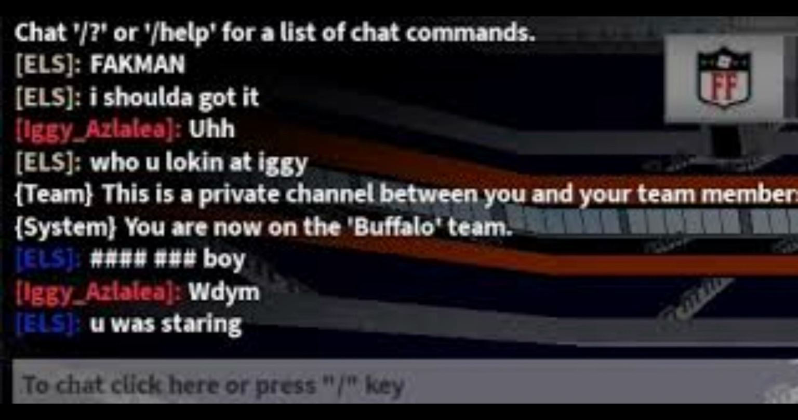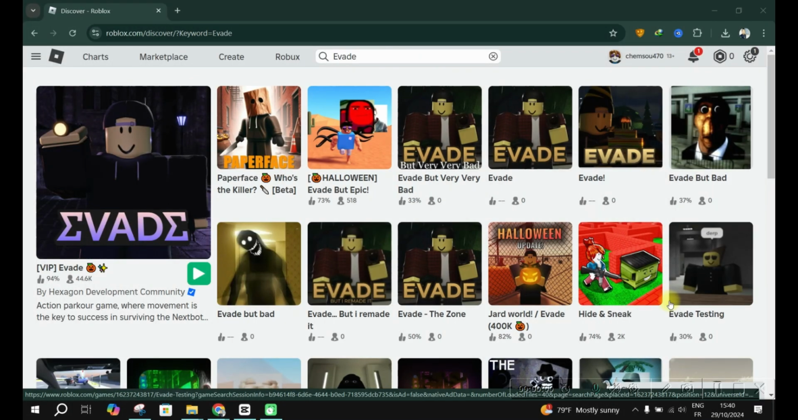Since chat filters are regularly updated, it's crucial to test different combinations of characters and symbols.